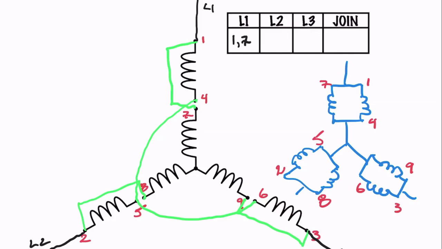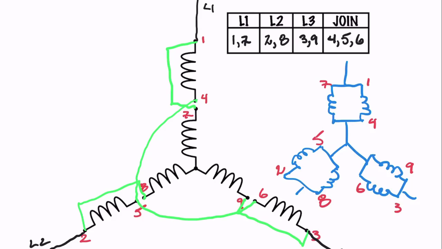So 1 and 7. L2 connects to 2 and 8. And L3 connects to 3 and 9. And then we see that we're connecting and joining 4, 5, and 6 together. And we're done. And there you go. That's the hardest part of the Y connection, is making sure you understand that whole parallel connection.